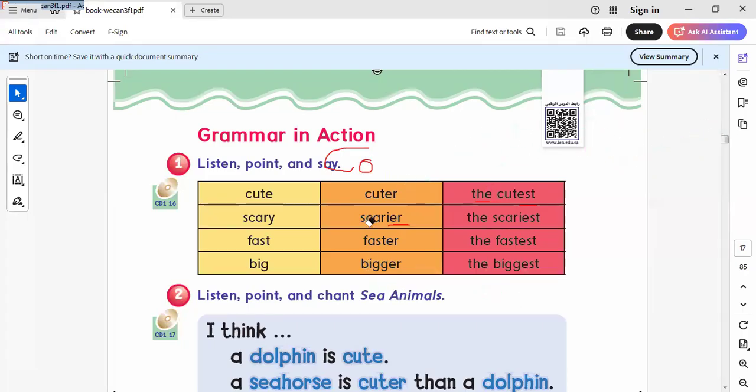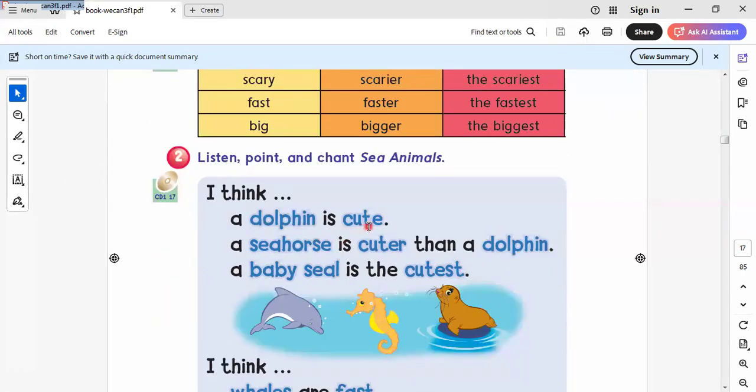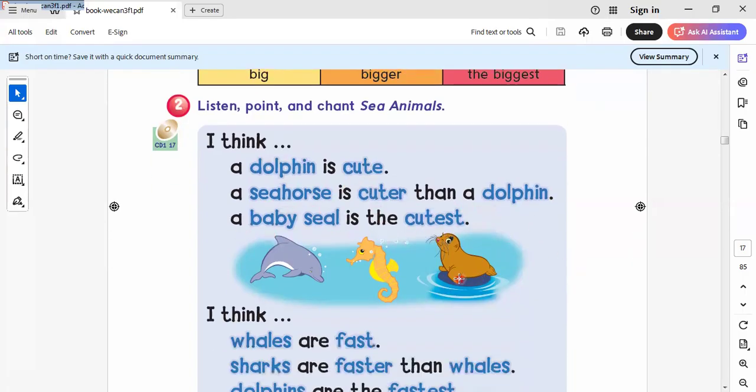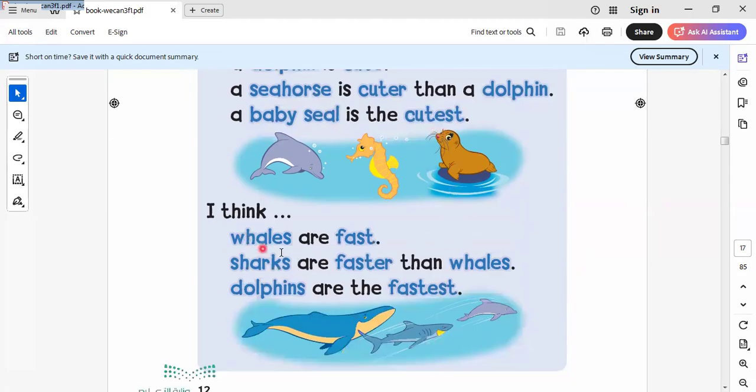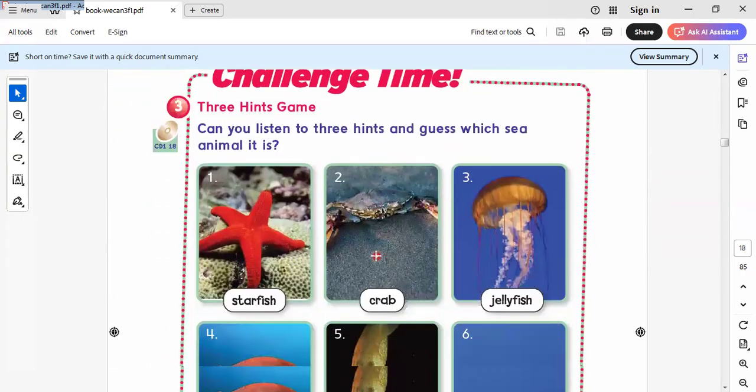Let's go to another item in this unit, which is I think. Here we say, I think a dolphin is cute. A seahorse is cuter than a dolphin. A baby seal is the cutest. Here we use I think, which means it's not right or wrong. I think wolves are fast. Sharks are faster than wolves. Dolphins are the fastest.